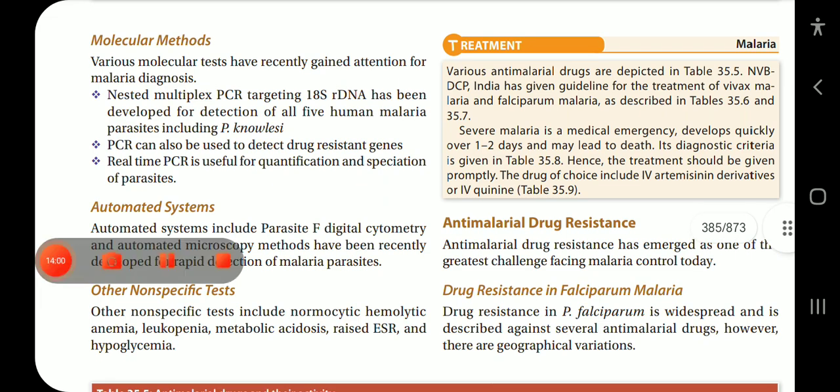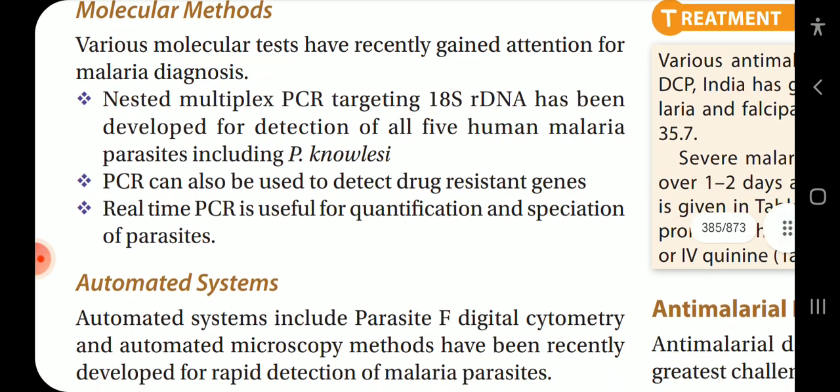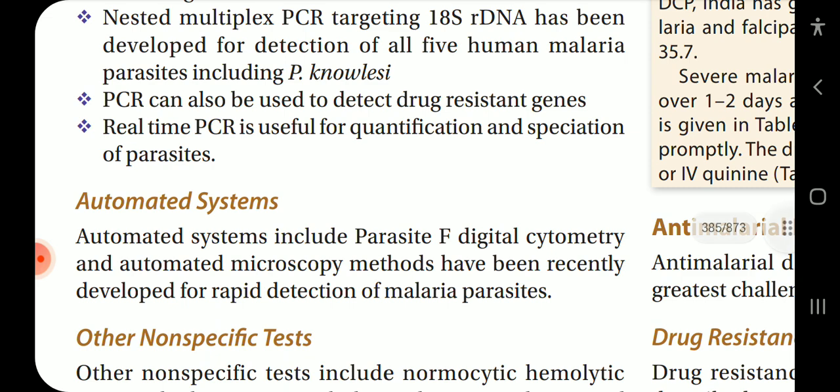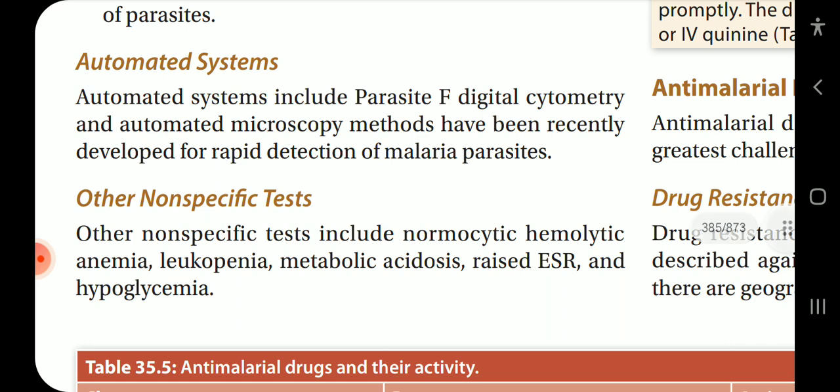The molecular methods. Various molecular tests have recently gained attention for malaria diagnosis. Nested multiplex PCR targeting 18S rDNA has been developed for detection of all 5 human malaria parasites, including Plasmodium knowlesi. PCR can also be used to detect drug-resistant genes. Real-time PCR is useful for quantification and speciation of parasites. Automated systems, including flow cytometry and automated microscopy methods, have been recently developed for rapid detection of malarial parasites.